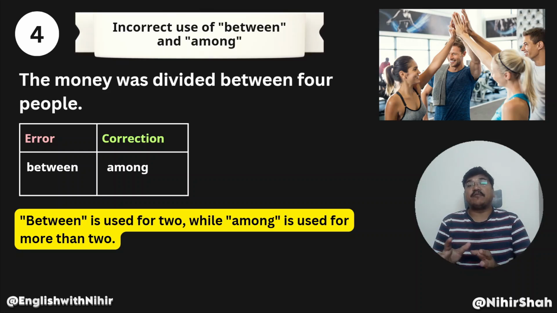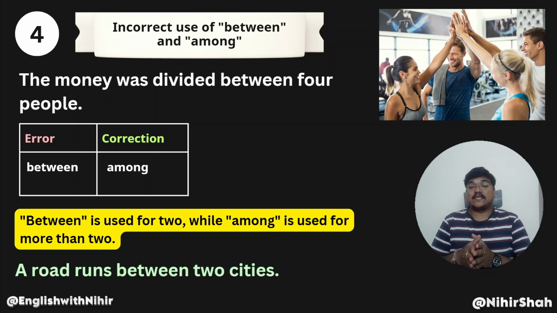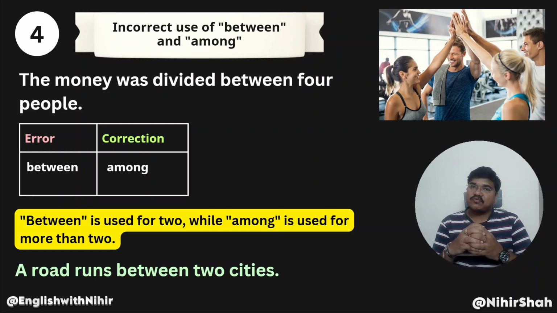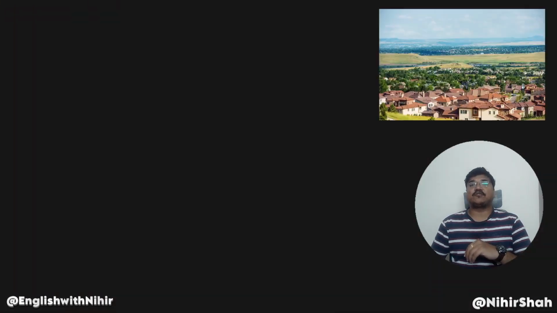Incorrect use of between and among. Let's look into an example where between can be used. A road runs between two cities. Okay, so if there are two cities in between, one road is there, in that case we can use between. So between will be used for only two things while among will be used for more than two things or people. Okay, let's move on to the next mistake.